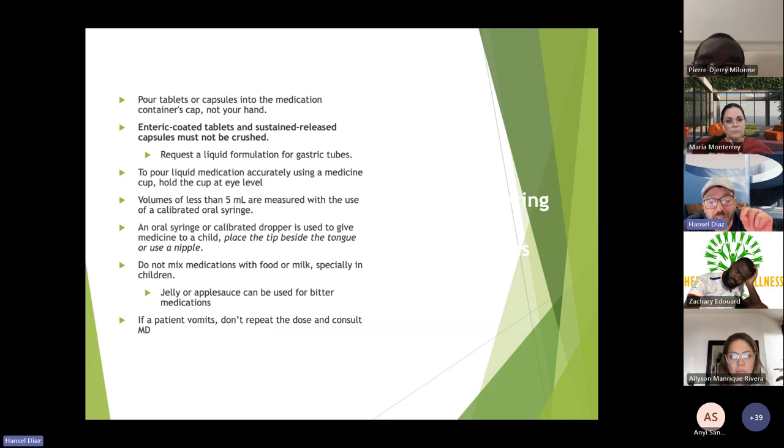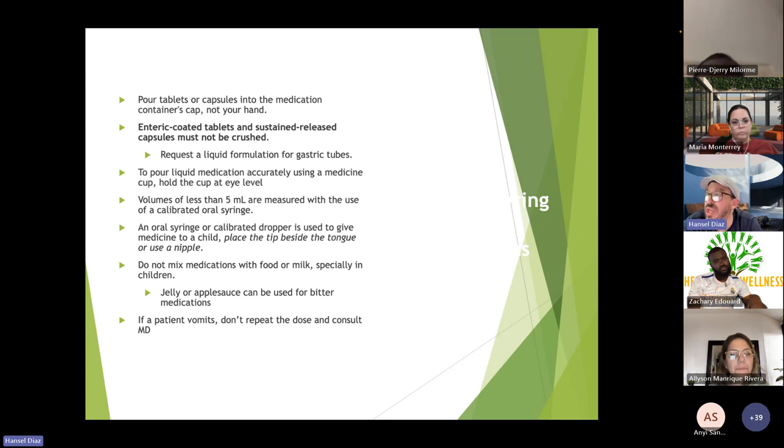If you're going to give somebody a tablet, there is something called a container cap. It's plastic. You put it in there and you give it to your patient. You don't put it in your hands, right?